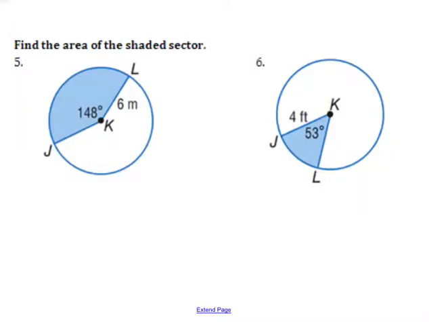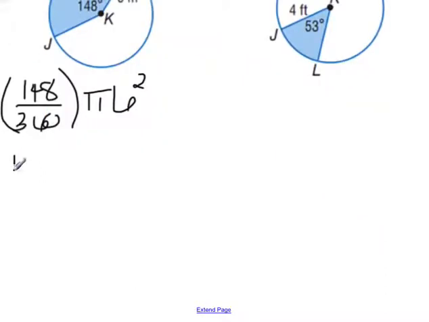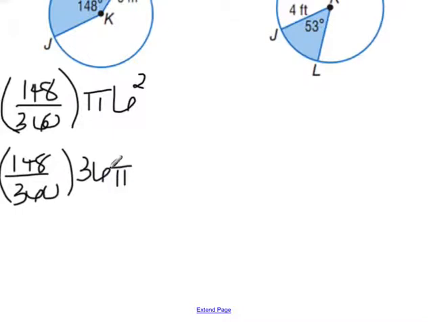Let's take a look at number 5. First of all, I see that the shaded sector has an angle of 148 degrees. So I'm going to take that 148 degrees and divide it by 360. Then I want to take that fraction and multiply it by pi and the radius squared. I'm going to take an extra step to simplify that. So I have 148 divided by 360. Well, 6 squared is 36, so I end up having 36 pi on the outside.